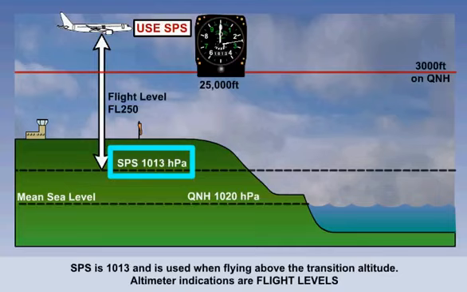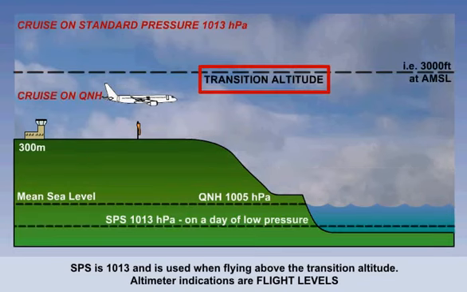In the United Kingdom, this occurs when the aircraft climbs through 3,000 feet, when QNH is set on the subscale. This is known as the transition altitude. When passing through this altitude, we must set the standard pressure setting of 1013 hectopascals on the subscale. From this moment on, we refer to the indication on the altimeter as a flight level or pressure altitude.